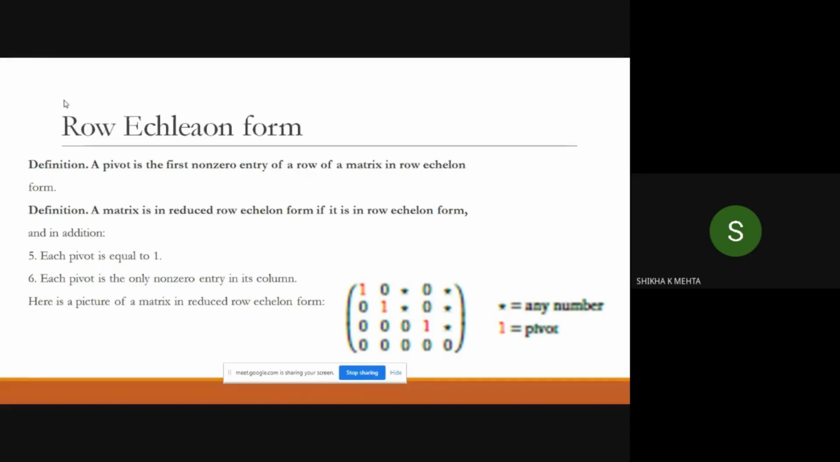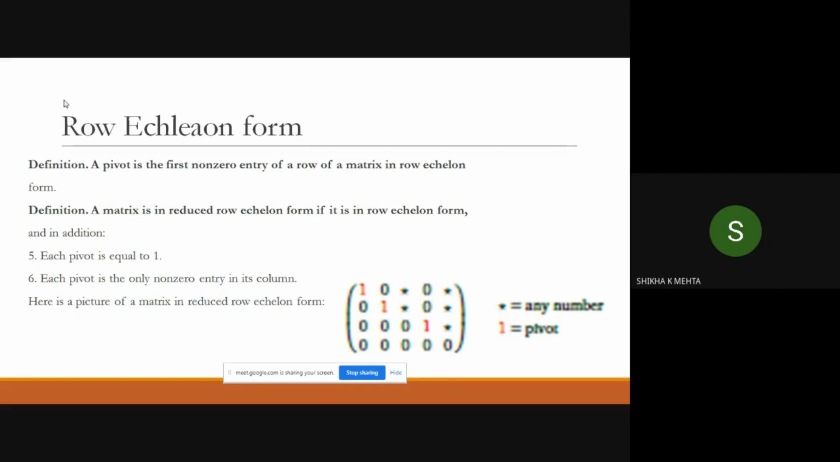Then we have one more definition that we learned, that is pivot. A pivot is basically the first non-zero entry of a row of a matrix in the row Echelon form. So in the row Echelon form, we said we have the non-zero entries. The first non-zero entry that is there will be called the pivot in the row Echelon form.